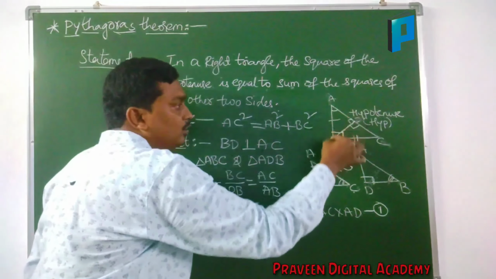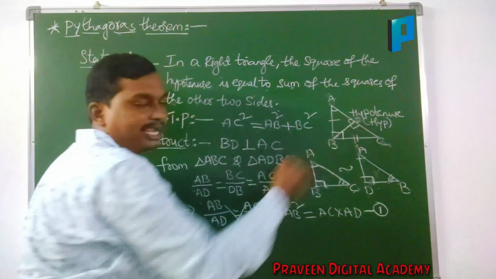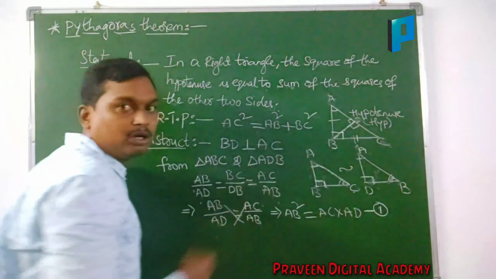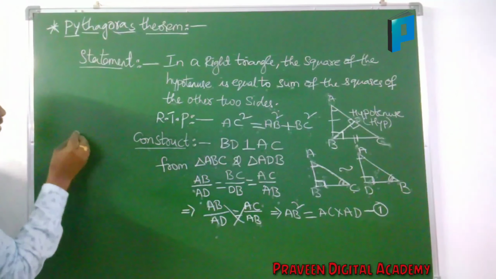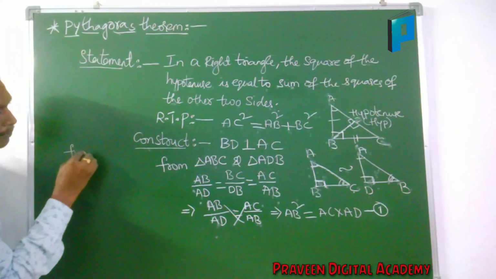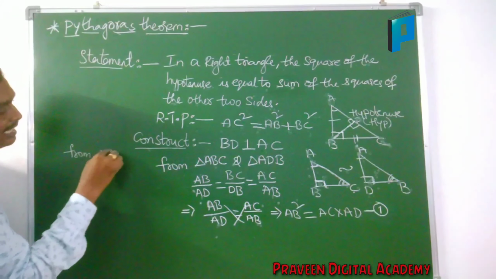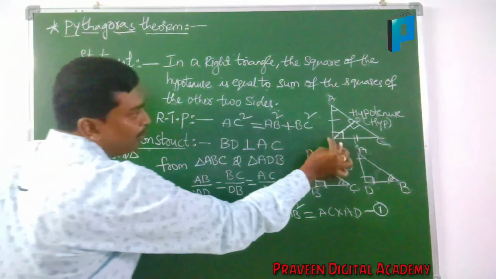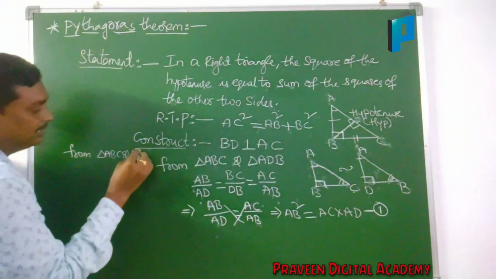Now let us consider the total triangle and the bottom triangle. What is the total triangle here? Triangle ABC and the bottom triangle BDC.